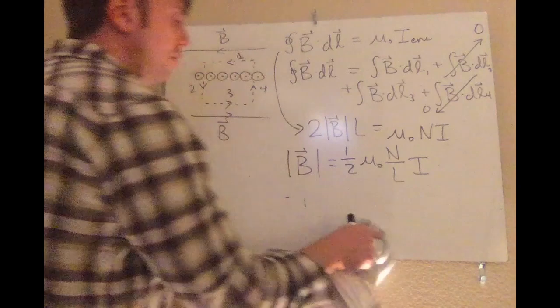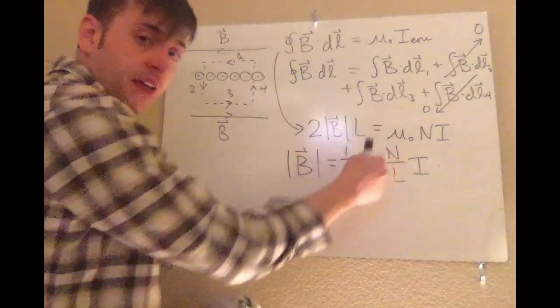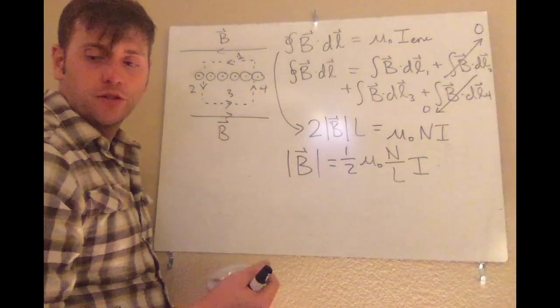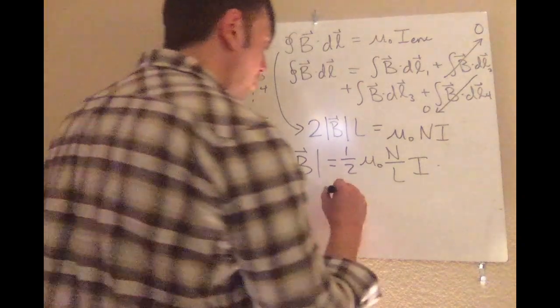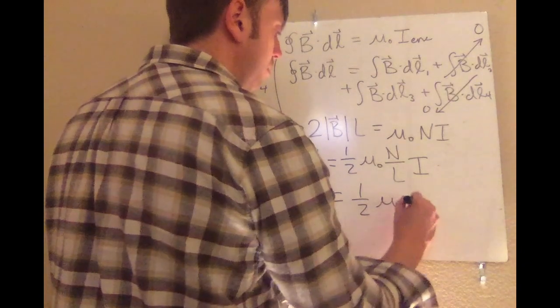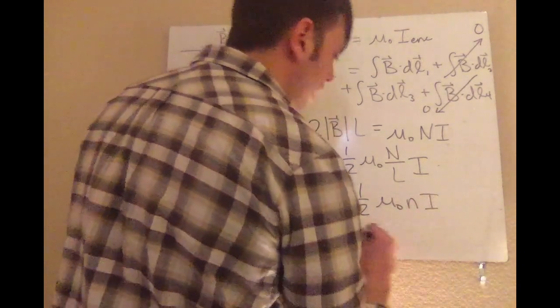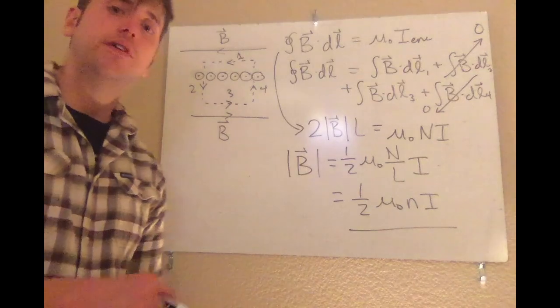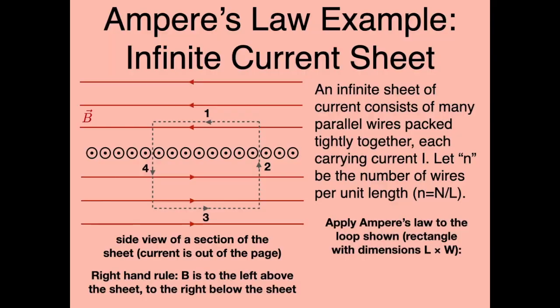So the last thing to do here is to realize that N divided by L, that's the number of turns per unit length. That's what we call lowercase n. So we'll have 1/2 times mu naught times lowercase n times I. That's the answer. That's the B field from an infinite current sheet. And what we'll find is, when you do the calculation, that B is equal to 1/2 times mu naught times lowercase n times I.